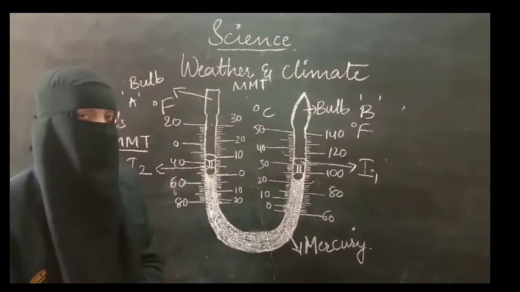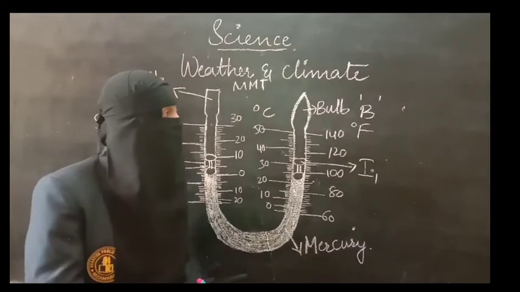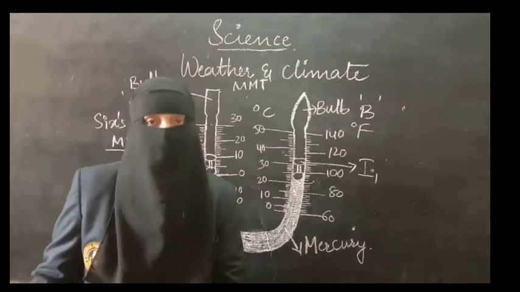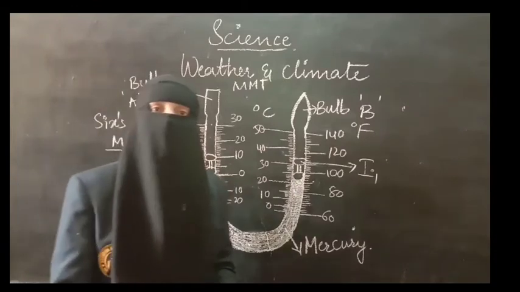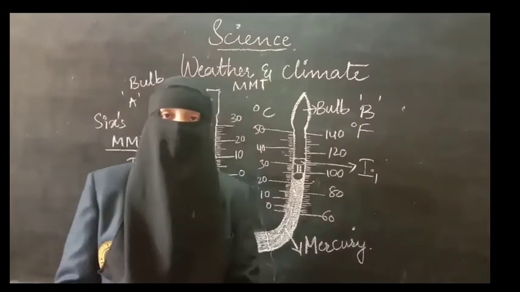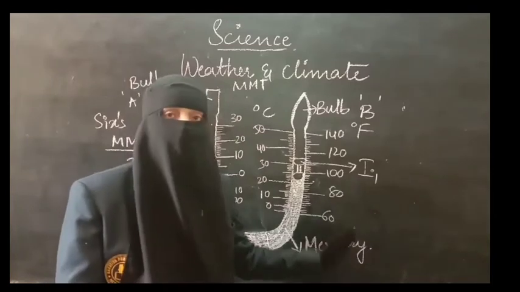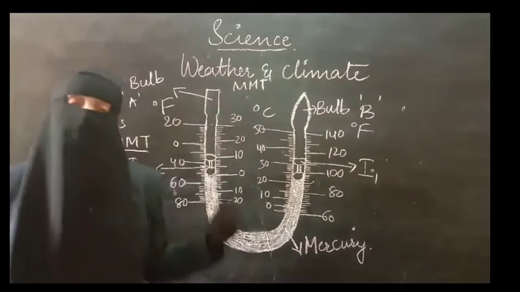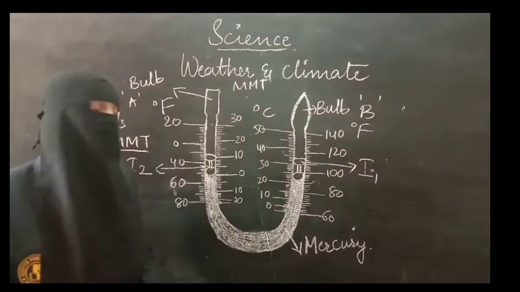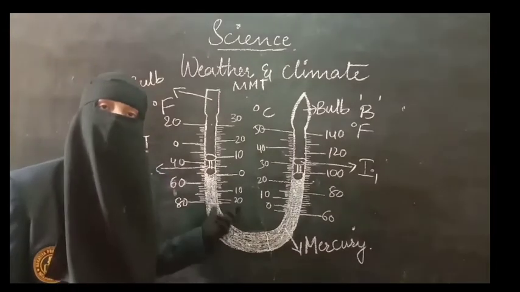It is also used to know the hottest part of the day, whether it is afternoon or whether it is 2 or 3, whatever it is. What part of the day is hottest, that we can find out, and as well as which part is coldest, that also we can find out by using the same thermometer.